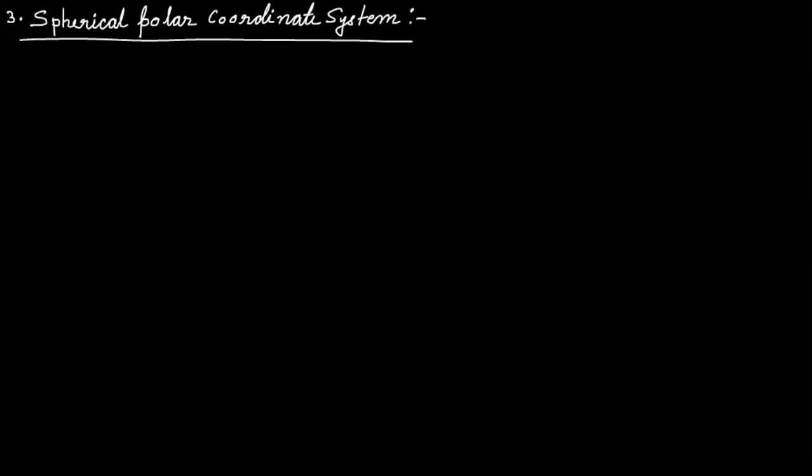In last class we talked about two coordinate systems, the rectangular coordinate system and the 2D polar coordinate system. So today we'll talk about another two important coordinate systems, the spherical polar coordinate system and the cylindrical coordinate system. We'll start with the spherical polar coordinate system and then talk about the cylindrical coordinate system. Okay, so let's start with the spherical polar coordinate system.